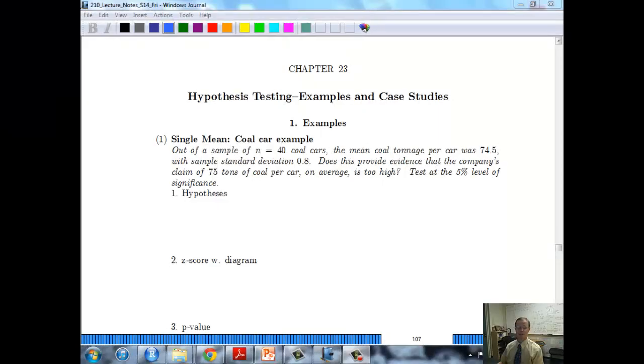Hello, class. I recorded the example here, single coal car, on a different file, so that's why this is showing. But we're going to continue.